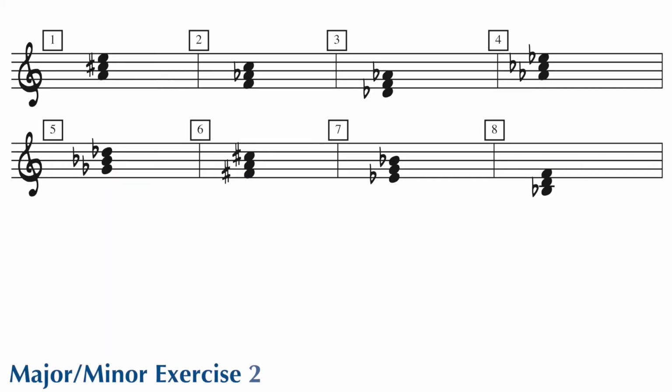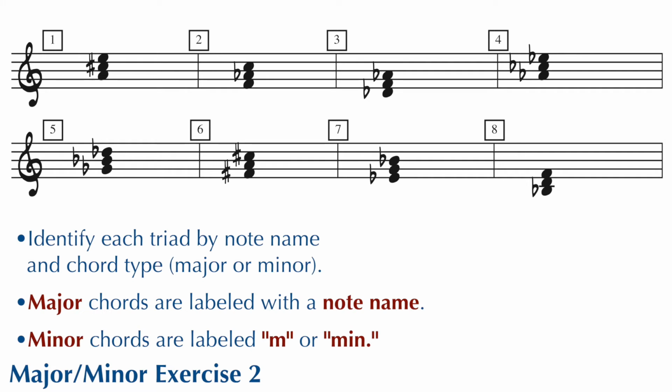At the bottom of page 49, we have a major minor chord exercise 2. Each triad in this exercise is written in root position. Your job is to name the chord and then label it as major or minor. Now, when you label a major chord, you only have to write the letter name of the chord. For example, a capital C would indicate a C major chord.